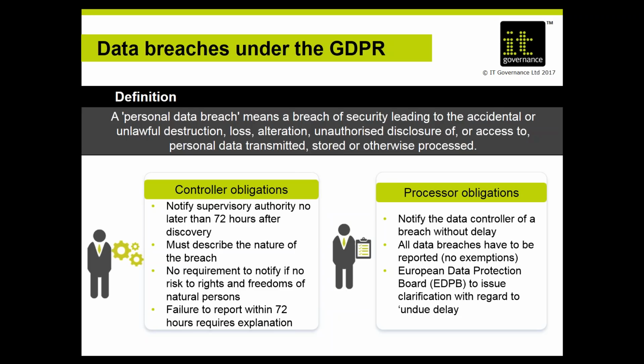So they're all going to be supervisory authorities, and on notification of a breach, they have to describe the nature of the breach, whether it's sensitive data, how many records, what the implications are, and if they fail to report that breach within the 72-hour period, they have to provide an explanation to the supervisory authority. Now, just to qualify that third point there, there's no requirement to notify the supervisory authority if there is no risk to the rights and freedoms of natural persons.